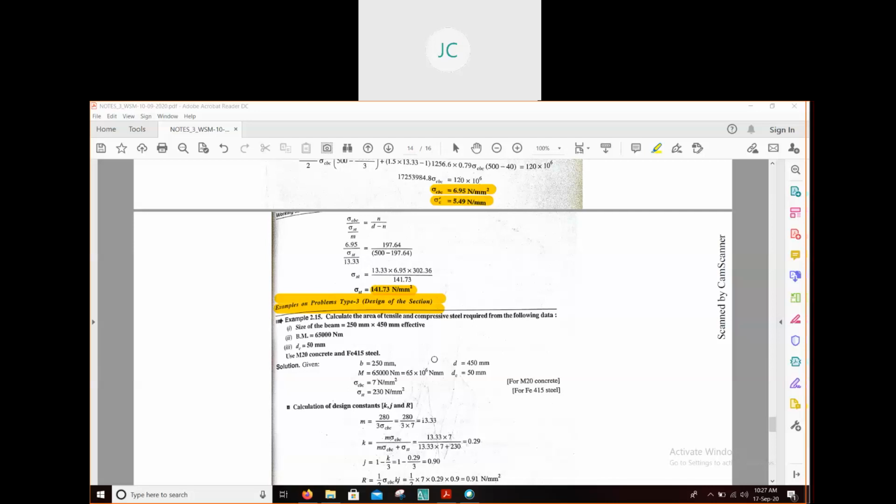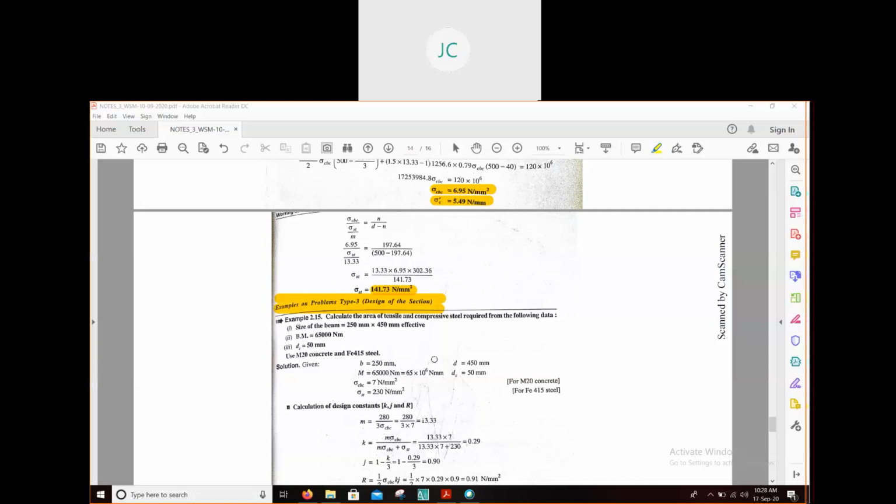DC is nothing but, in the previous problems we indicated DC by D dash, D for effective cover and C for compression. So it is the effective cover for the compression reinforcement, or our D dash. It is also given that we are using M20 grade of concrete and Fe415 steel. So let us see how we can solve the problem.